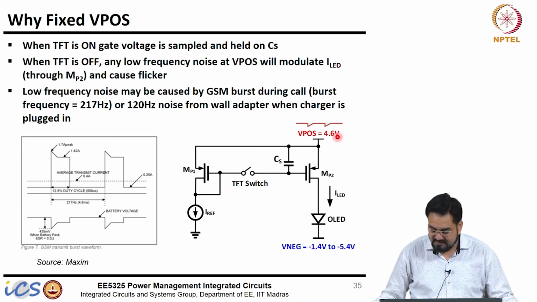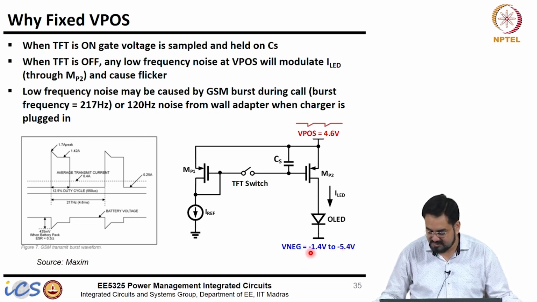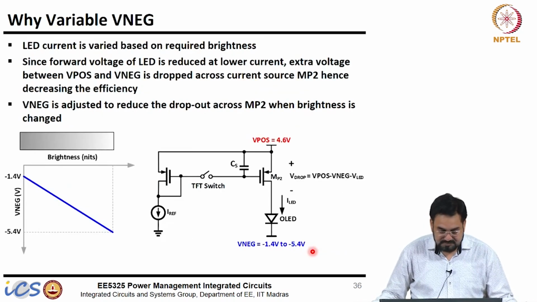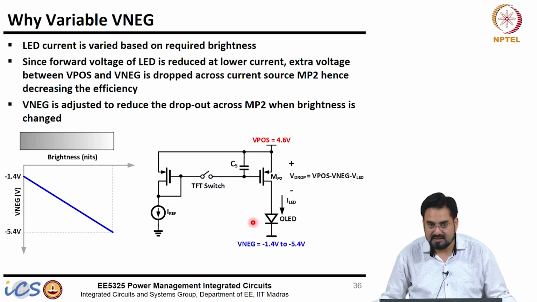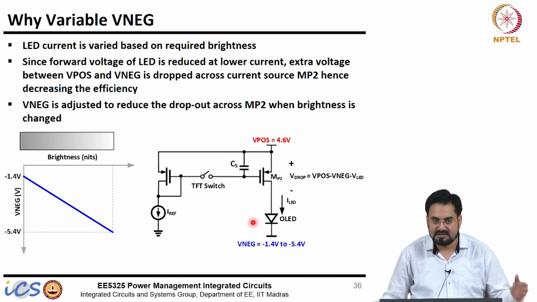So, that is why we need a very clean 4.6 volt, and VNEG is programmable from minus 1.4 volt to minus 5.4 volt. As I mentioned, some of the newer devices require as low as minus 0.88 volt. So, let us see why we require a variable negative voltage. When we are changing the brightness, we are basically changing the current. We know an LED requires constant current, as we saw in the backlight LED driver. So, brightness can be controlled by simply changing the current.